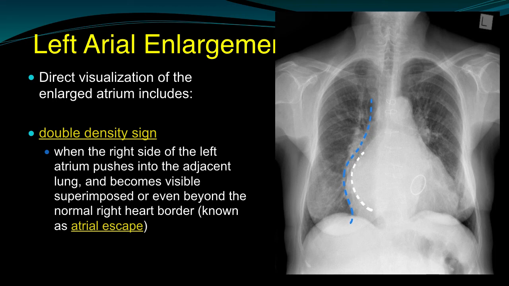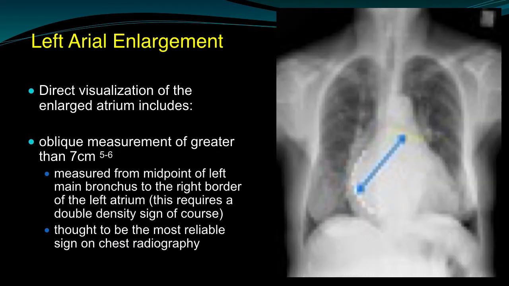Also, there is what you call the oblique measurement greater than 7 centimeters. This is measured from the midpoint of the left main bronchus to the right border of the left atrium. So, this requires a double density sign, of course, though this is thought to be the most reliable sign on chest radiography.